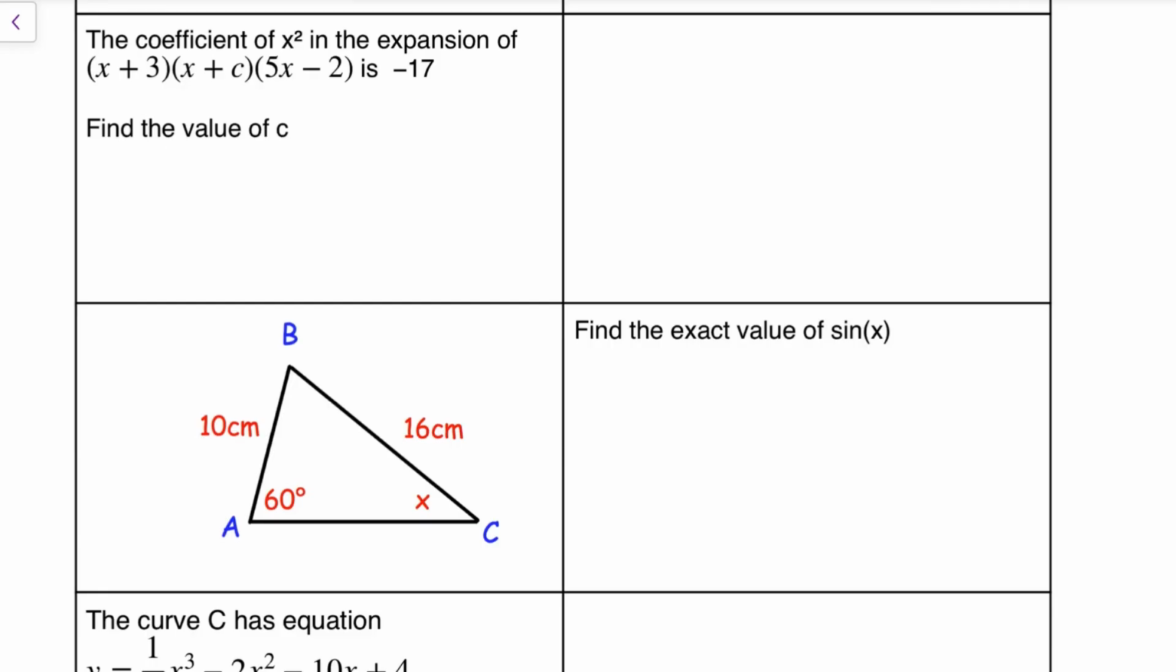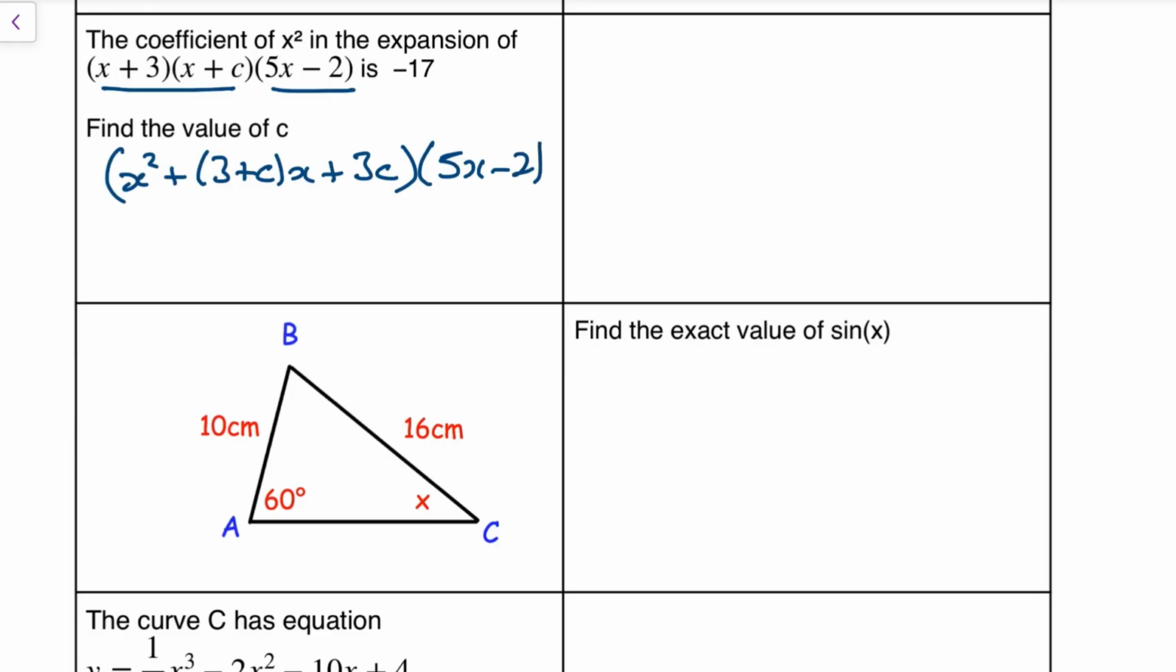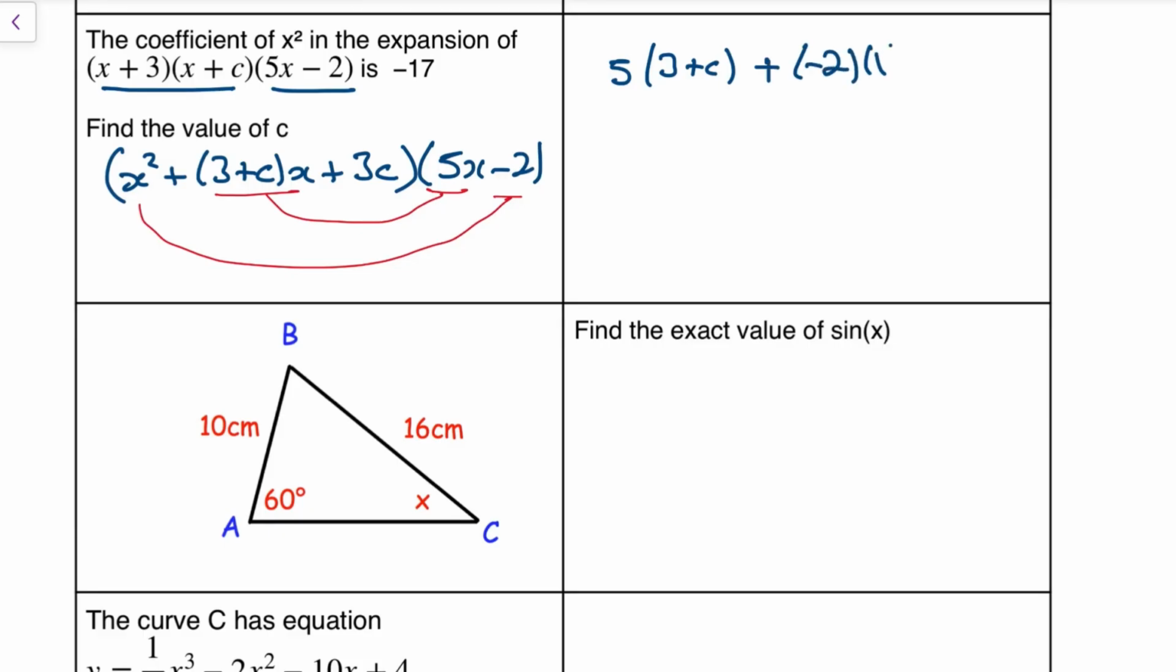So let's see if we can find a quick way of doing it. I'm actually just going to expand because I think it's safer. If I expand these two brackets, that's going to give me x squared plus (3 plus c)x plus 3c, and I'm going to multiply that by 5x minus 2. At this point, I think about what I care about. I only care about things that are going to give me x squared. So this times this gives me x squared, and this times this gives me x squared. In other words, 5 times (3 plus c) plus minus 2 times 1 must be equal to minus 17.